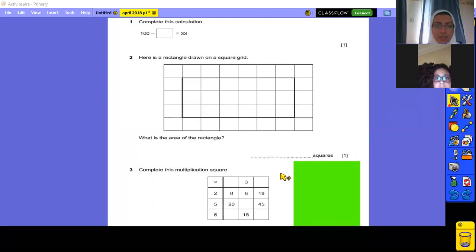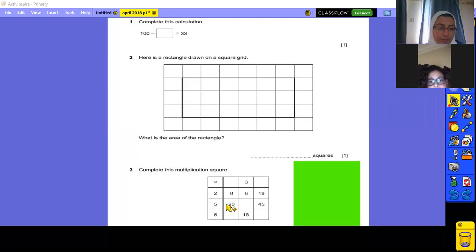Now let's go to the second question, guys. Here he's telling you what is the area. So what's the area of this rectangle? Let's remember together, what's the area of any rectangle? Length times width, okay? So what's the length and the width here? It's 3 times 6, so 3 times 6 equals 18. Thank you so much. The answer is 18 square. Good job, guys.